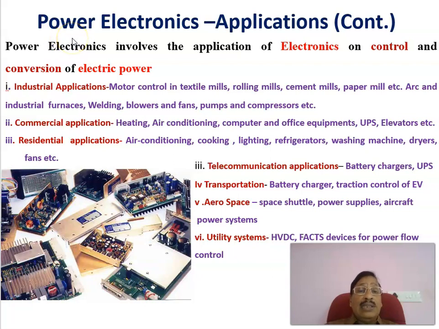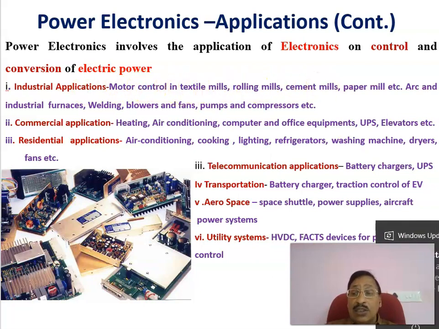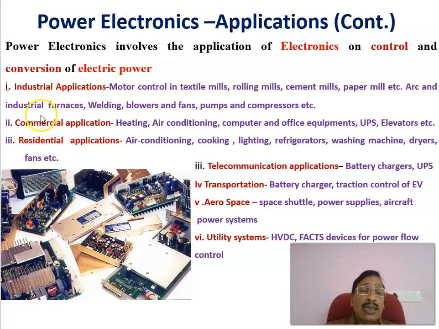Now, coming to the applications, what are the applications of power electronics? Power electronics has a very large field of application, because power electronics is the control and conversion of electric power. In industrial applications, it is widely used for motor control, in textile mills, rolling mills, cement mills, paper mills, etc. In different industries, it is widely used for controlling these types of motors. Other industrial uses are furnaces, welding, blowers, fans, pumps, etc. Everywhere we are using power electronic switches.